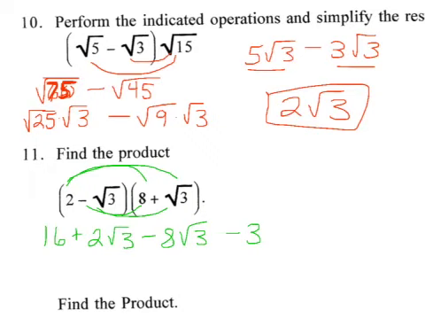We have some like terms that we can combine. We have a 2 root 3 minus an 8 root 3, which will give us a negative 6 root 3. And we have a 16 minus 3, which will give us a 13. So our final answer is 13 minus 6 root 3.